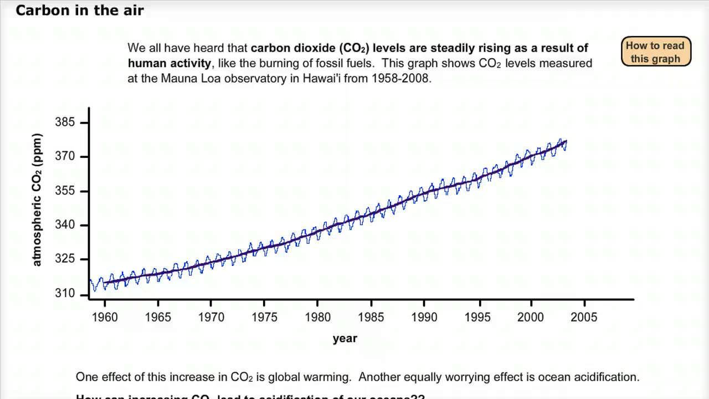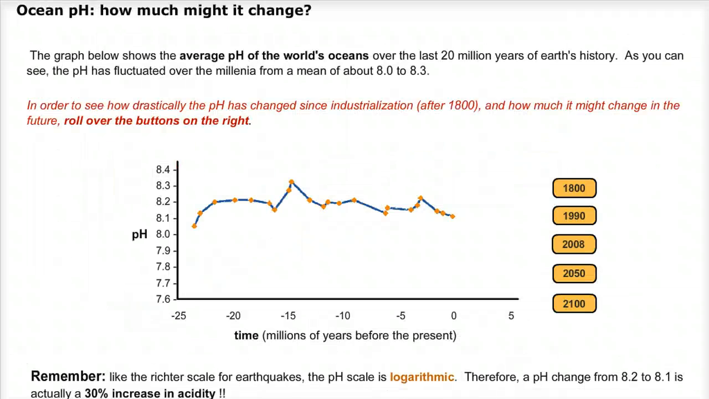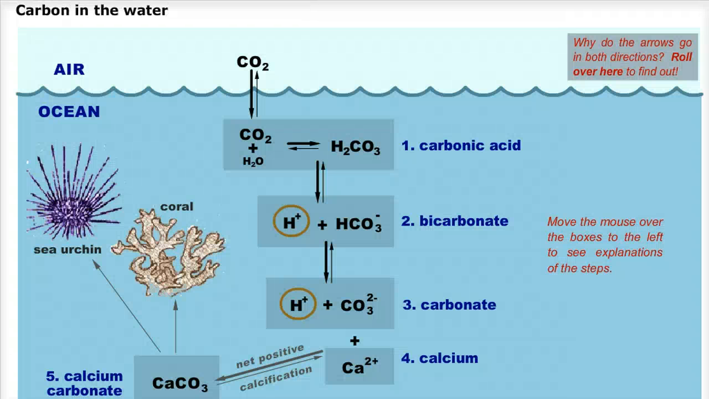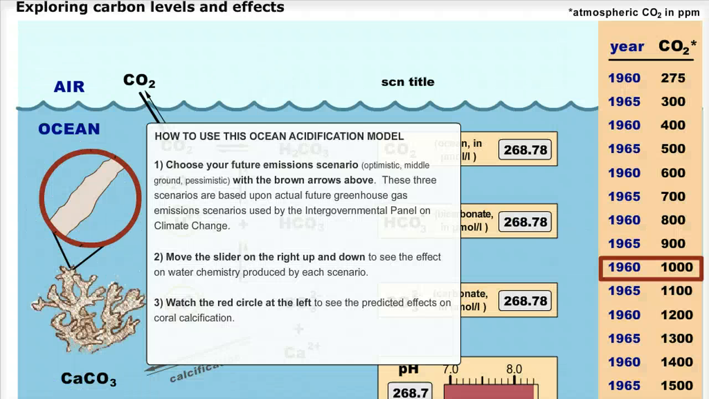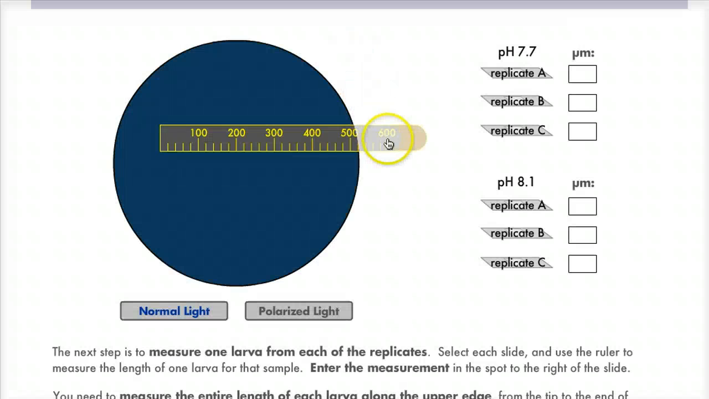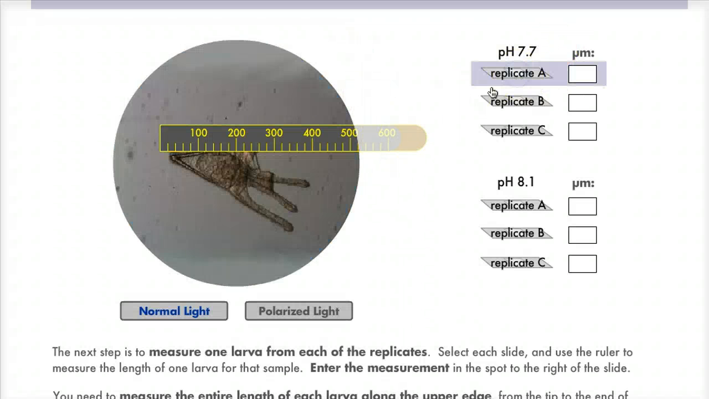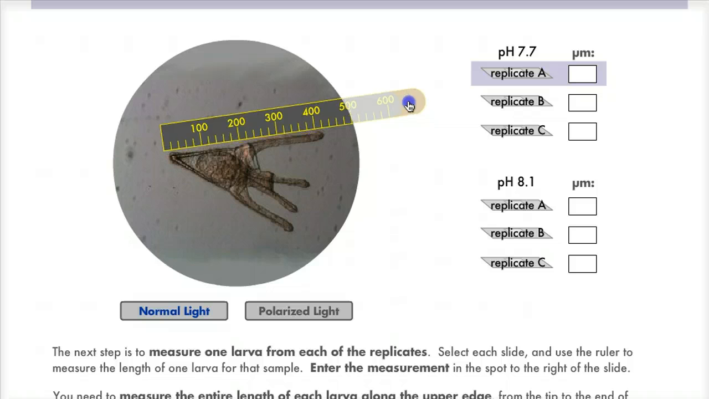an interactive graph of the change of CO2 levels over time, and look at what effect that has on ocean acidity and why that works, using some models. And then students actually do a virtual lab in which they measure urchin larvae to determine how pH affects them.